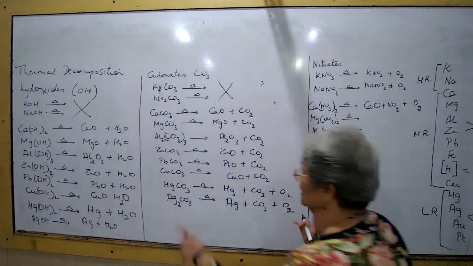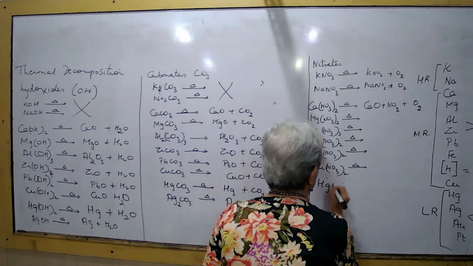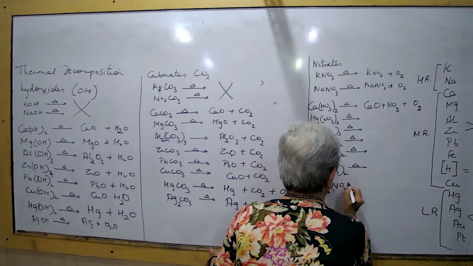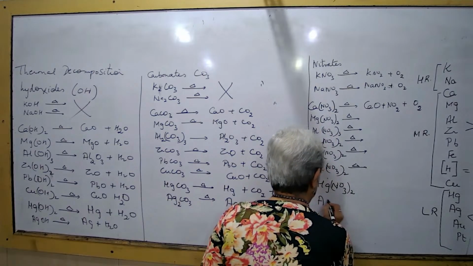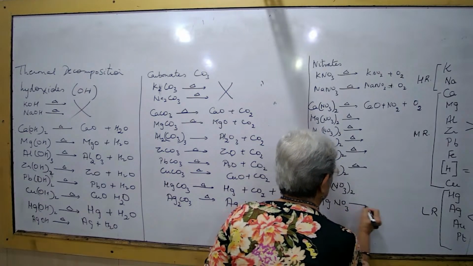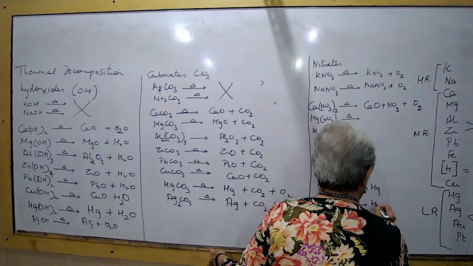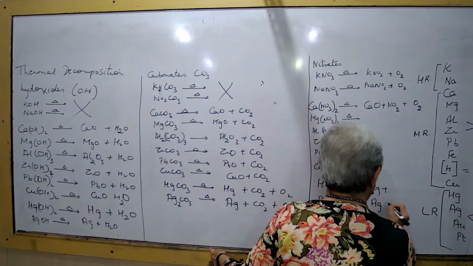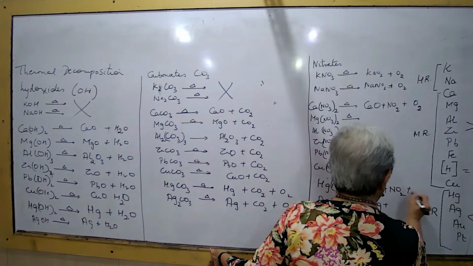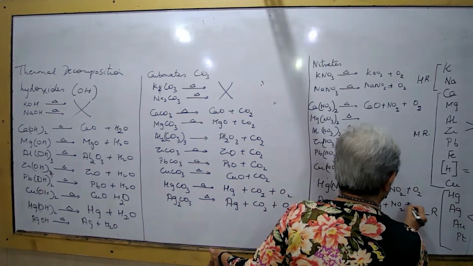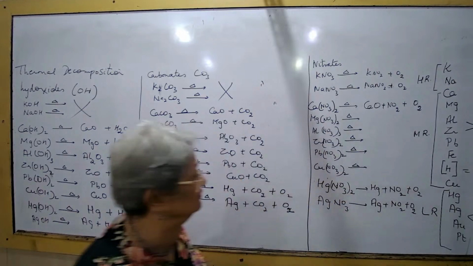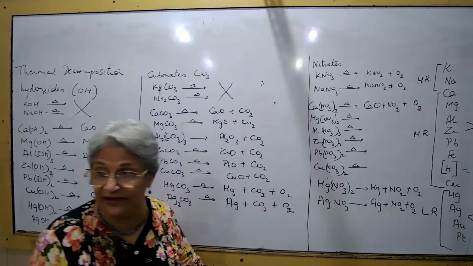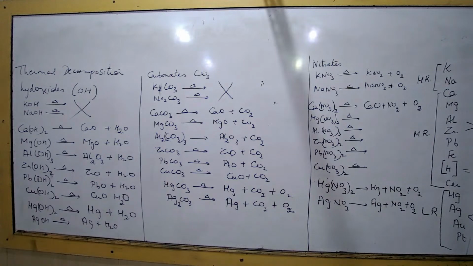Now when it comes to AgNO3, what will you get here? Ag plus NO2 plus oxygen. Followed? This is what you will get. So if it is hydroxide, you will get water. If it is carbonate, you will get carbon dioxide. If it is nitrate, you will get nitrogen dioxide and oxygen.